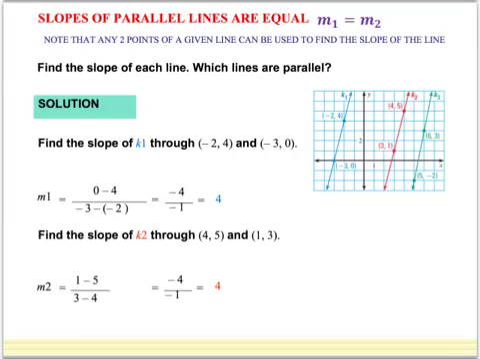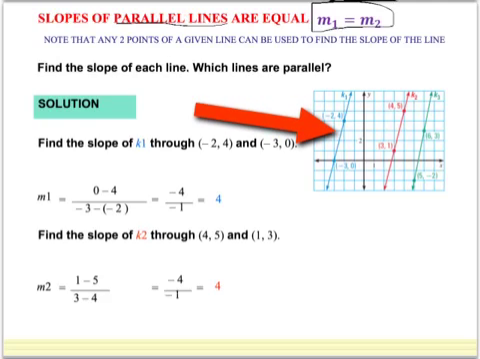Now let's talk about parallel lines. Parallel lines have equal slopes. Let's take a look at this problem here. We have 3 lines and we want to find out which lines are parallel. In order to do that, we need to find the slope for all 3 lines and then see which ones are equal. Let's begin with the blue line, K1, and find the slope for that line.